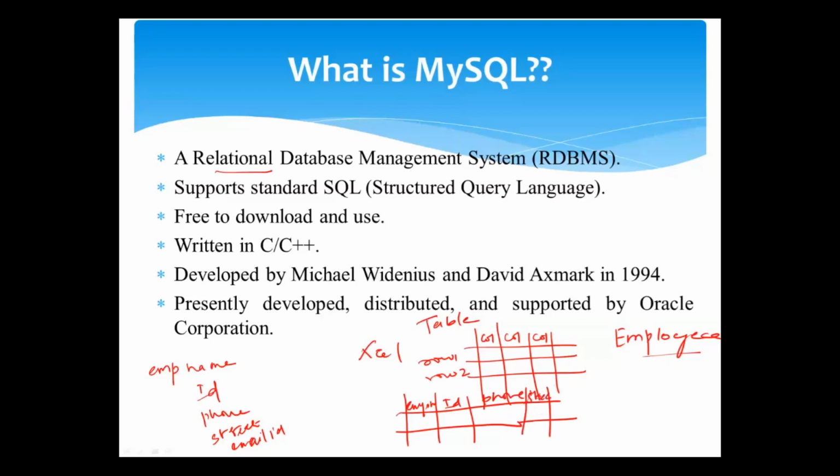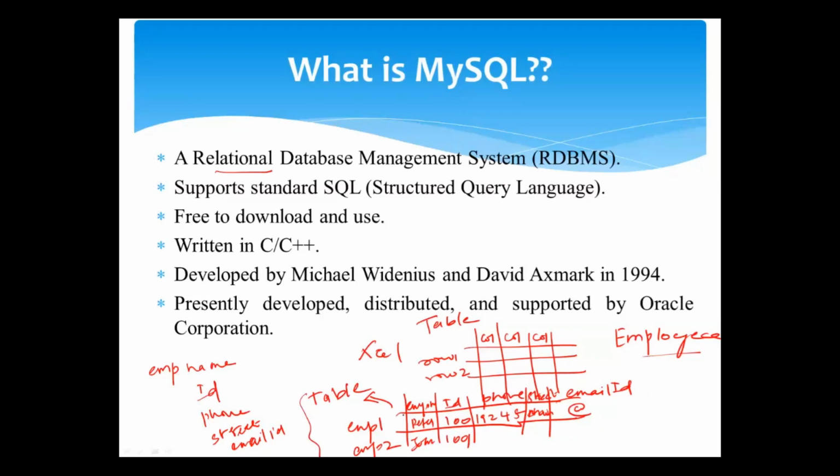Those who know about databases can easily relate to this, but just for an introduction, I'm starting with this. For the row, for example, employee one's information I'm storing here: Peter, ID 100, some phone number, some street name, main street, and his email ID. Likewise, employee 2's information I'm storing in the second row, like John. Likewise, this we call a table, and the whole thing is the database.